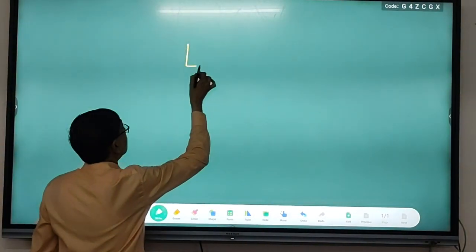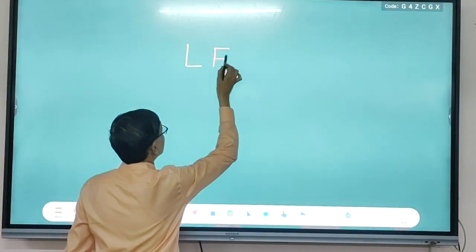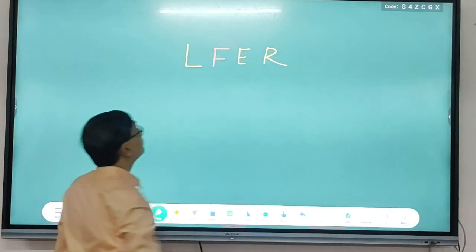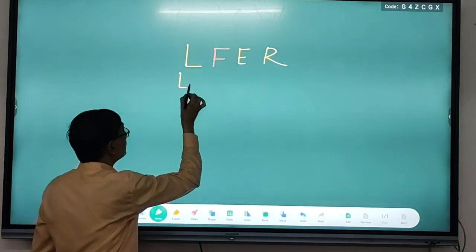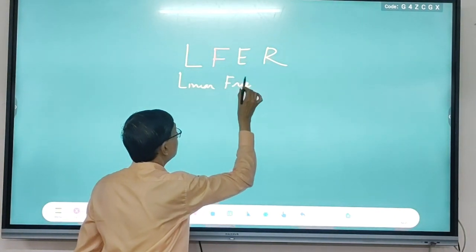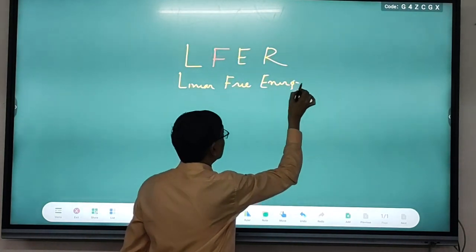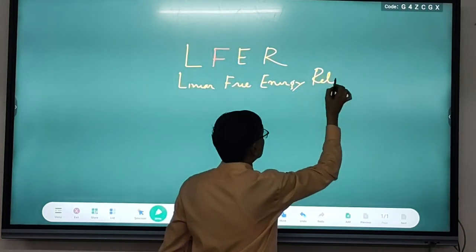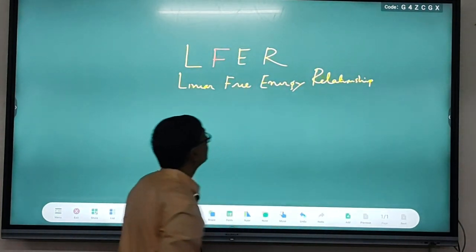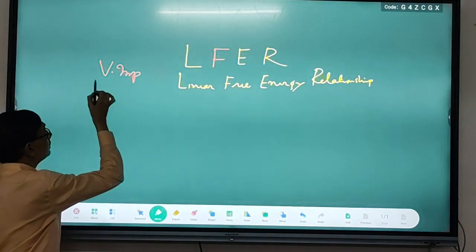Why LFER? Linear free energy relationship. Very simple and important also, because that is the main point.